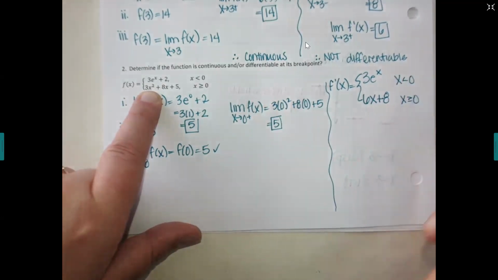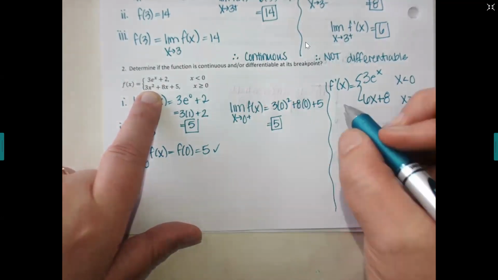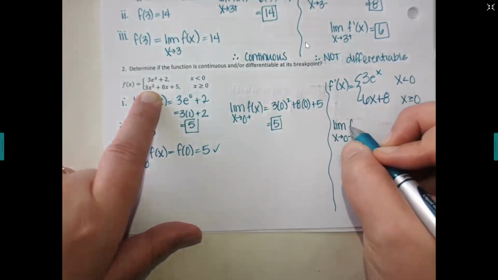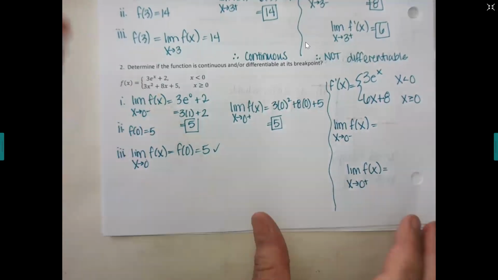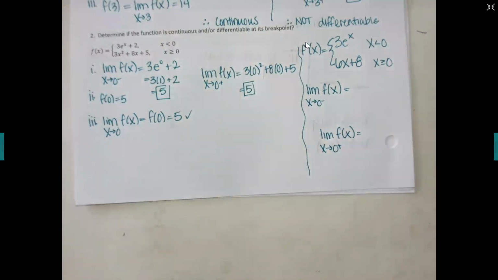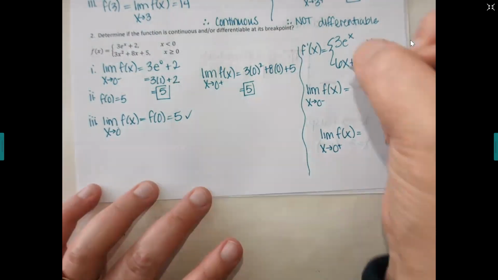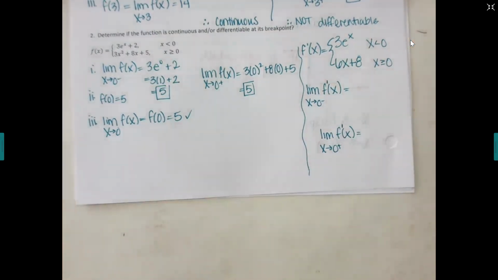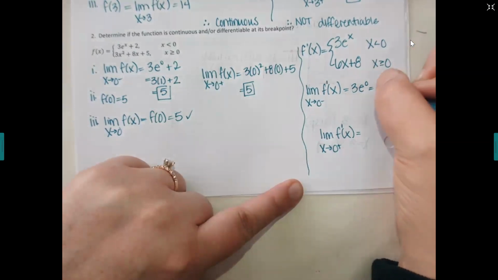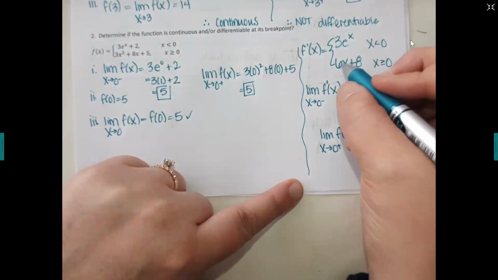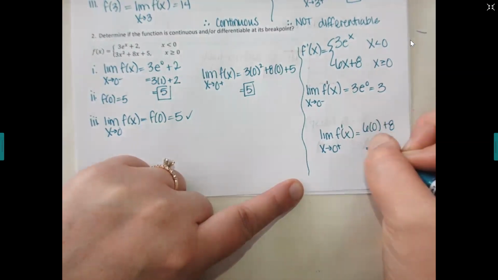So I plug in 0 to both parts, see if they match each other. So my limit as x approaches 0 from the left, and my limit as x approaches 0 from the right. Okay. Look at my work. What's wrong? On the AP test, I wouldn't even get credit for this. I didn't put the prime. If this is f prime, I need to make sure that I put f prime in my limit. Okay? Then from there, I'd have 3e to the 0. What is that going to equal? Okay, 3 times 1 is 3. And then on the other side, I have a 0 plugged in here, 6 times 0 plus 8, which comes out to be 8.